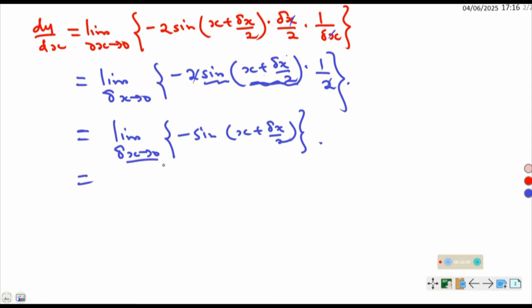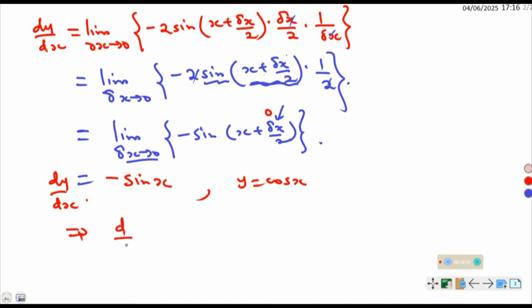If delta x is becoming small, it is turning to 0. So wherever we have delta x, we shall put 0, and 0 divided by 2 will be actually 0. So we shall remain with negative sine of x as dy/dx. But what was y? Y was cos of x. So this implies that when you differentiate cos of x, you will get negative sine of x.